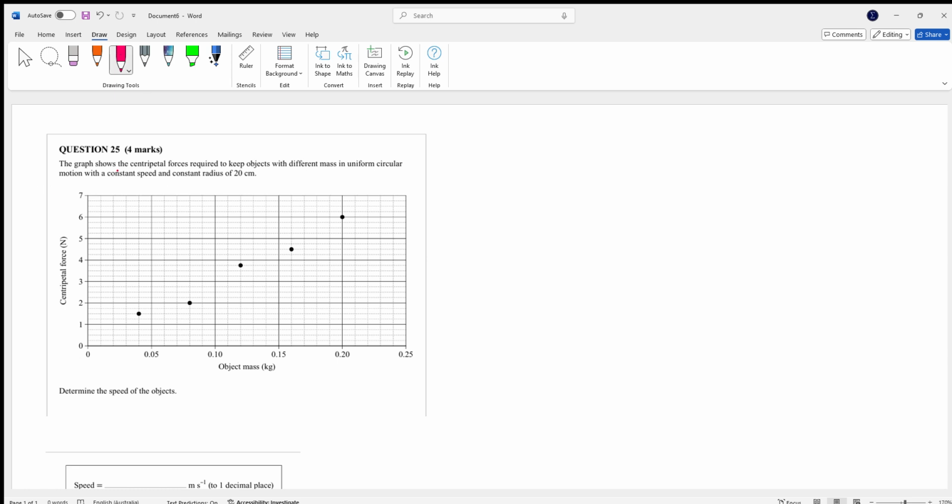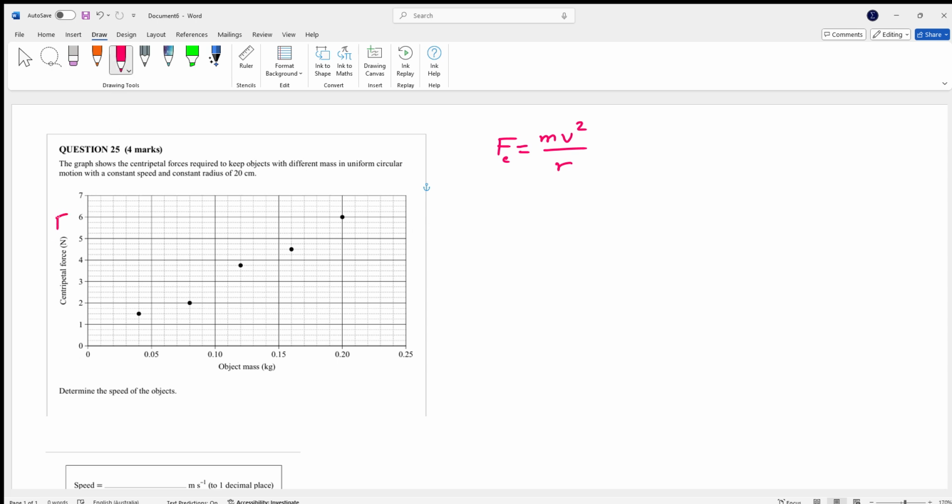So question 25, worth 4 marks. The graphs show centrifugal forces required to keep objects with a different mass in uniform circular motion with a constant speed and a constant radius. So we don't know what the speed is, but we know what the radius is. And we also have our formula for circular motion, so I'll be writing that up as well. Centrifugal force is mass times the velocity squared over the radius. Now that may be important here. However, let's see what the graph has to tell us.